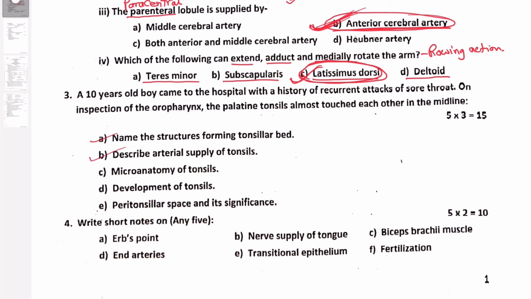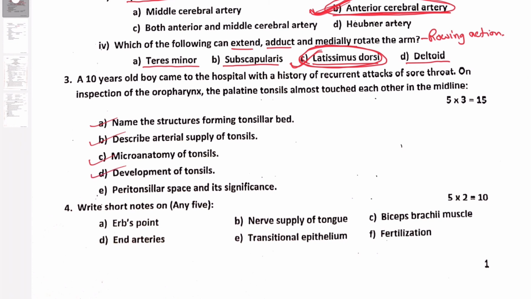Describe the arterial supply of the tonsil. Very important. Microanatomy of tonsil. Very important. I have been telling you it is a partially encapsulated lymphoid organ, lining epithelium stratified squamous non-keratinized epithelium. And one important point about the tonsil is that it does not have any afferent lymphatics. Instead, it has tonsillar crypts. Development of tonsil, I just told you in the above question, it is from the second endodermal pouch. Then the peritonsillar space and its significance. Of course, it becomes a common site for infection.